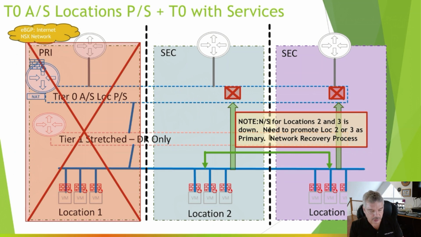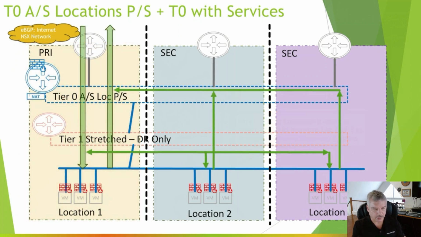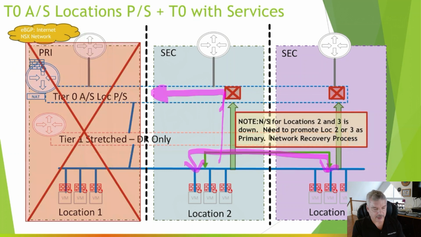Now, you'll notice east-west is still working fine. My north-south is not working because we're going to come out here and we've got to go across there. Oops, we're done. If I go back to the previous picture, we go up this way, out through tier 0 at location 1, but it's dead, so we can't get out there. So there is an outage here, and you need to manually go in and press a button.